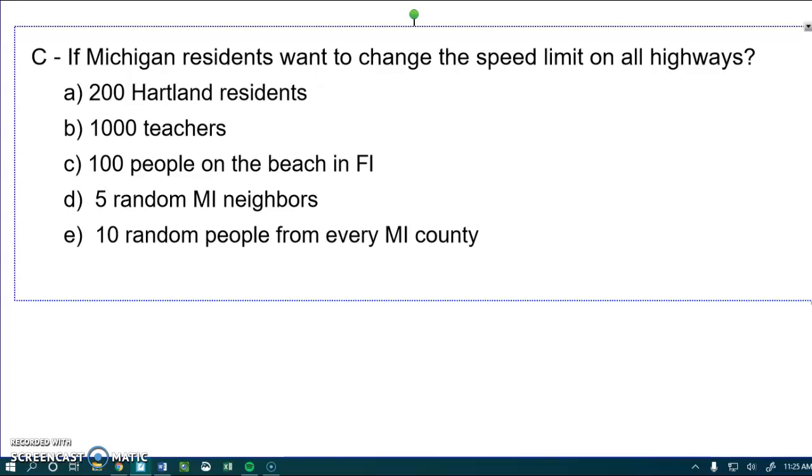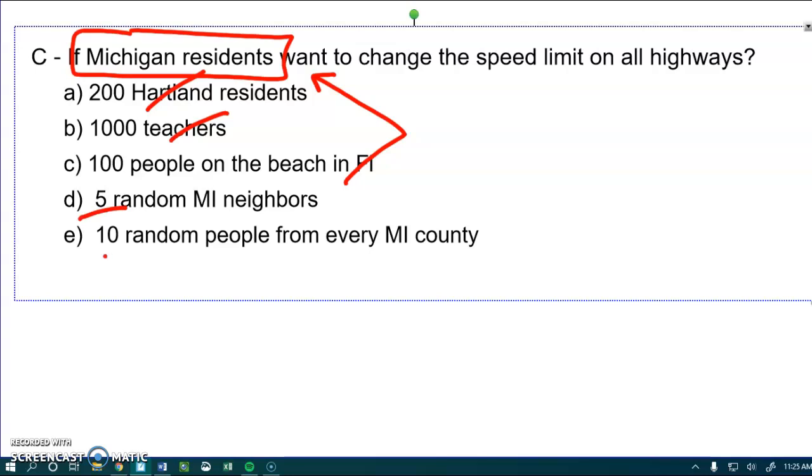Okay, read through these ones real quick and pick the best one. Again, notice that your population is Michigan residents, so we need it to be large enough, random, and representative of the entire state. So just going through it quickly, we can't talk to just Heartland, we can't talk to just teachers, we can't talk to people in Florida because that doesn't match the population we're looking at. 5 is not a big enough group. 10 random people from every county. Yeah, right? It's large enough, random, and equally representative, right, of the whole state.